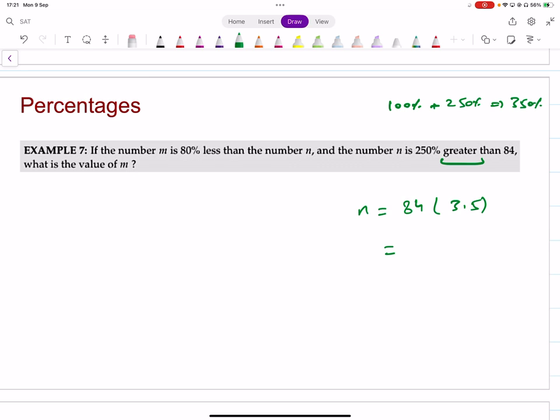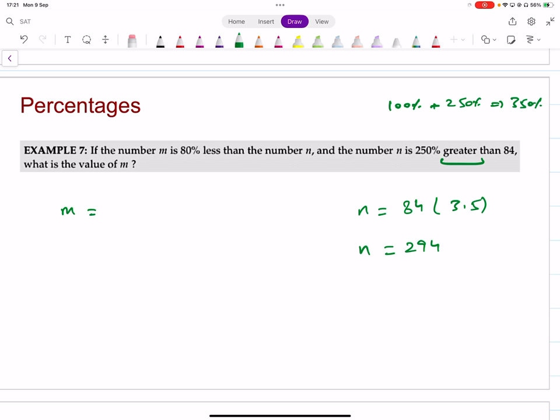What's that? Okay, let's check that. 84 into 3.5. I think that's too big. 84 into 3.5. Sorry, what is this? 84 into 3.5 is 294. This is N. Now, what is M?